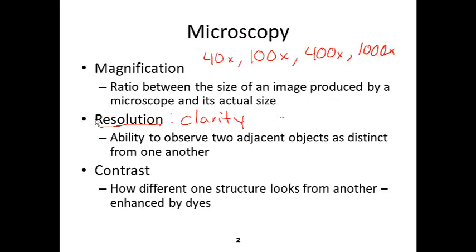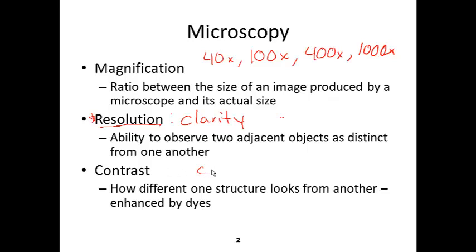So the real limitation of a microscope is the ability to resolve an image, not the ability to magnify it. The third thing you need to take into account when using a microscope is how you can create contrast in order to have your object appear different than its background.